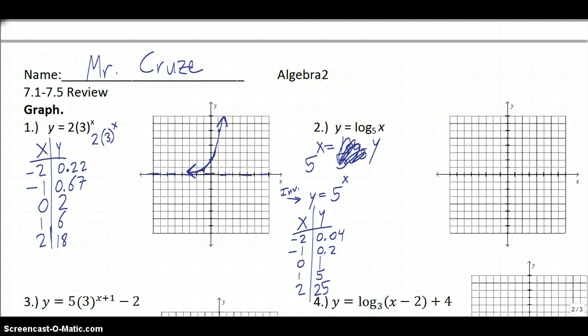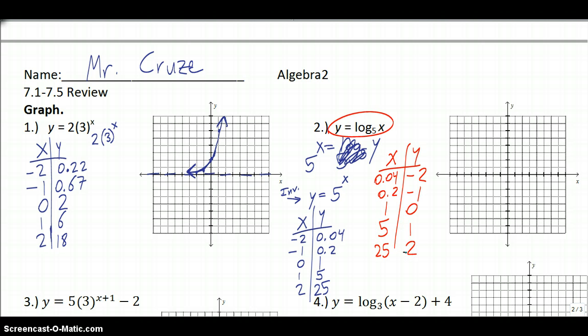I need to graph the original. To do that, well, what was the first step that I did? I flipped the x and y. So guess what I'm going to do here? Flip the x and y. So this would be 0.04, -2; 0.2, -1; 1, 0; 5, 1; and 25, 2. And then I can graph it.